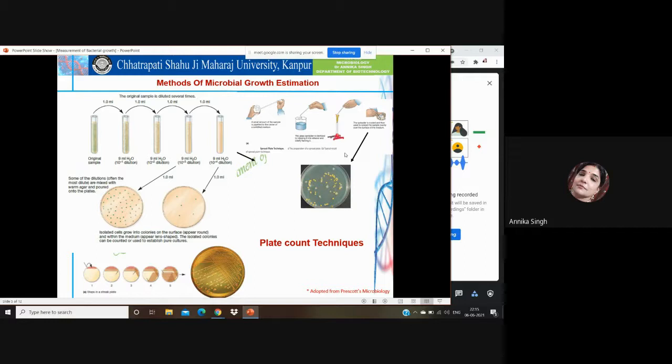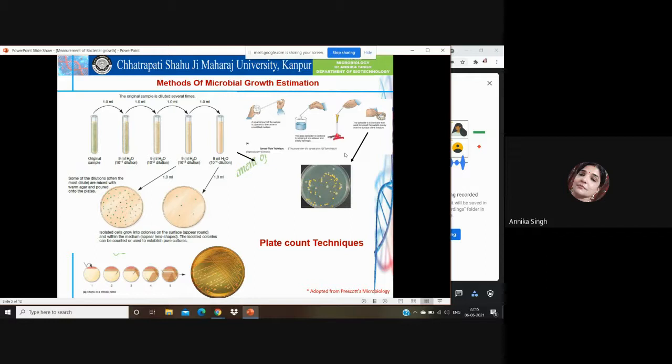If we are talking about the culture medium, they are broadly classified into two types. One is complex medium, another is chemically defined medium. Chemically defined medium has components whose molar concentration is known, while in complex medium, the exact concentration of a particular nutrient is not known.